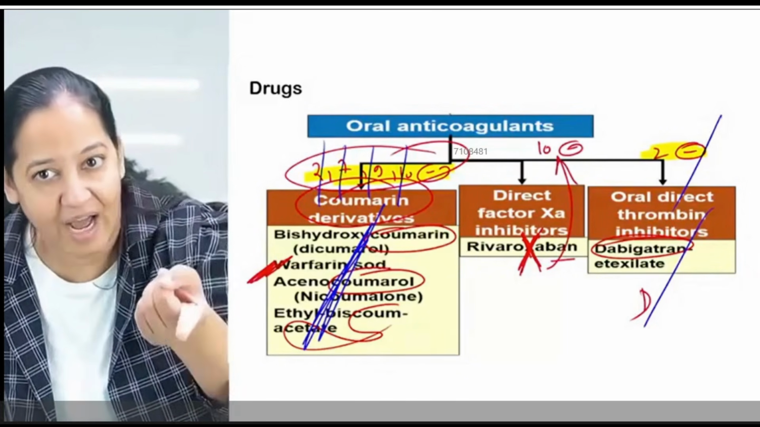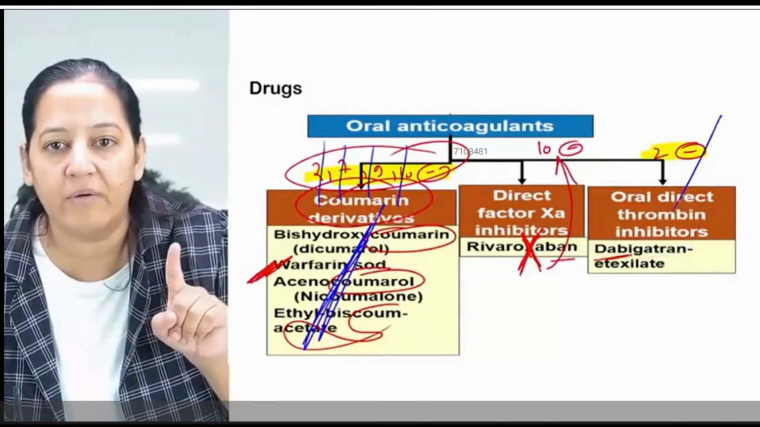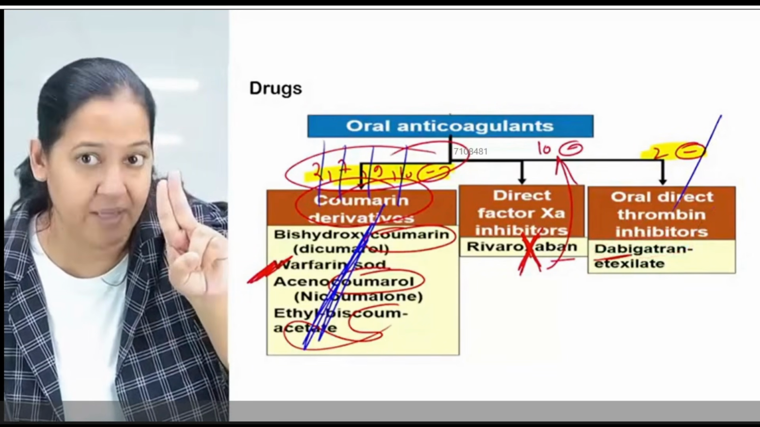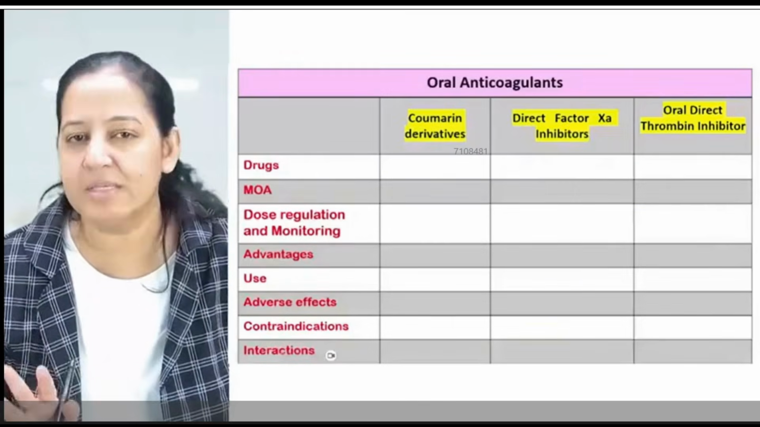And Dabigatran. You can read it as Di, Di and a double, so it is inhibiting factor 2. So this is how you can learn.